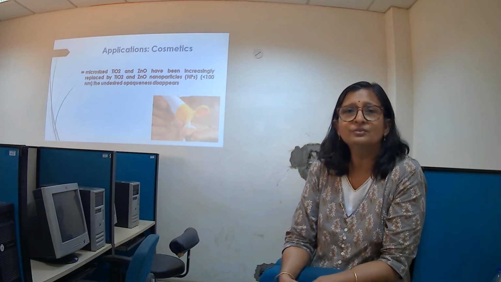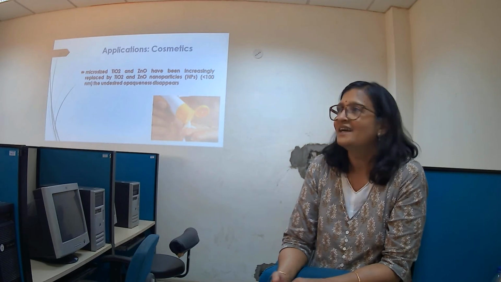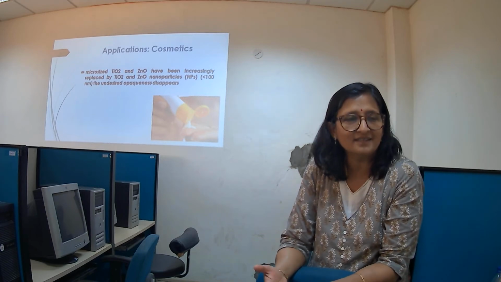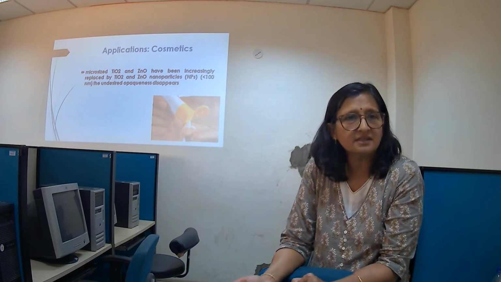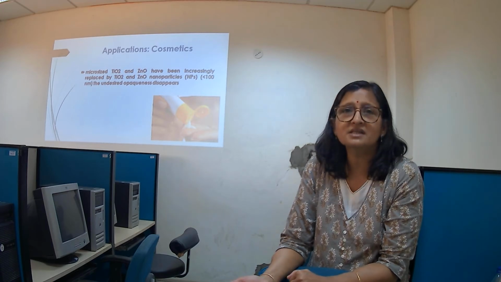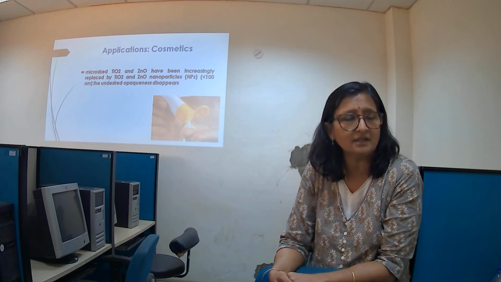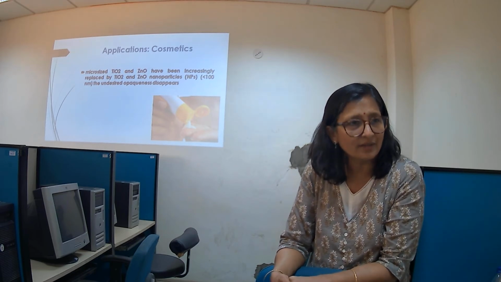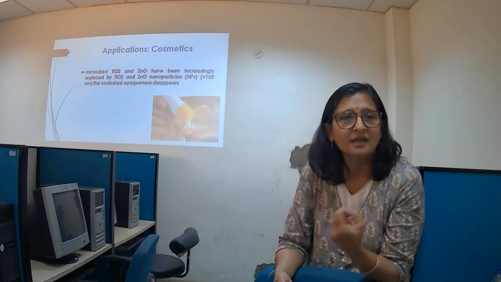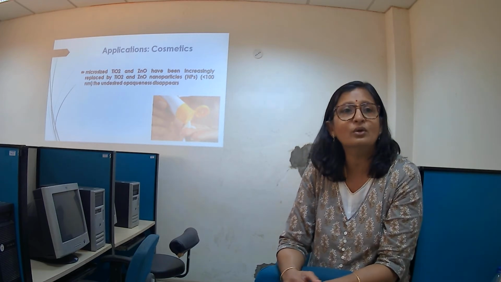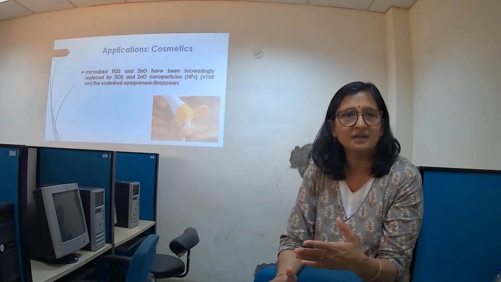Again, you must be knowing about sunscreens. We use sunscreen to protect our skin against the sun's rays, UV radiation. Now previously we used to use titanium dioxide macroparticles. Why am I saying macroparticles? Because the size was bigger, and because of this they were opaque in nature. Whenever we applied the sunscreen, it used to be visible on our skin.